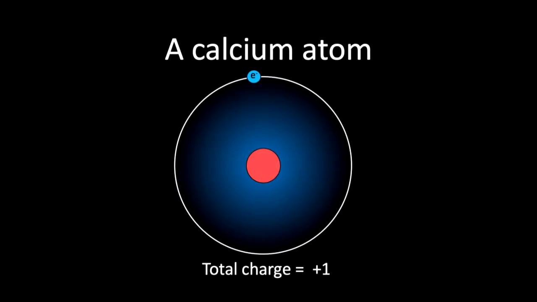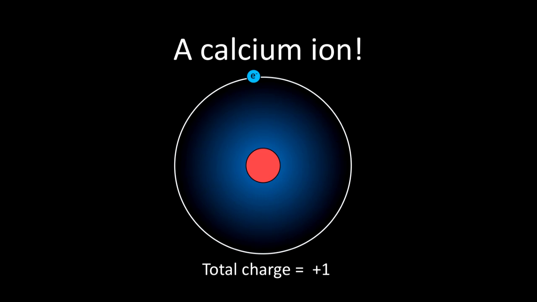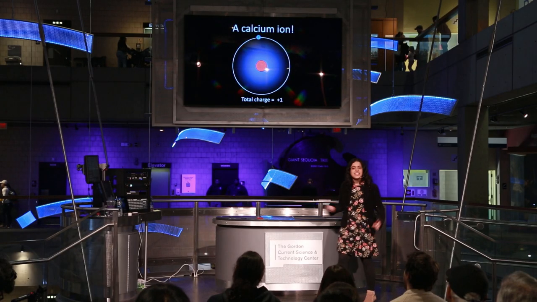Now the atom has one fewer electron, so it actually has a positive charge. And when an atom is charged, we call it an ion. Okay. So this is a calcium ion. Right, so how does that help us?